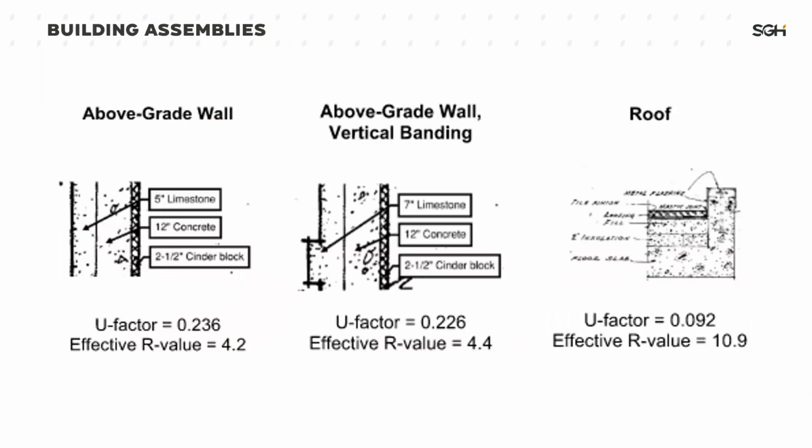Our 3 energy models all had identical opaque assemblies. You can see here sections through the above grade wall and through the roof. Our above grade walls are limestone over concrete and then various interior finishes. And our roof is a cast in place concrete slab with 2 inches of insulation and then roofing fill and some tiles on top. One important thing to note here is that there's no insulation in the walls, which is not uncommon for this period. But as you can imagine, there's a lot of heat loss going on through the walls in this building. And this will come back later.